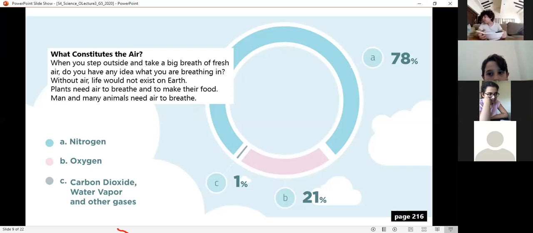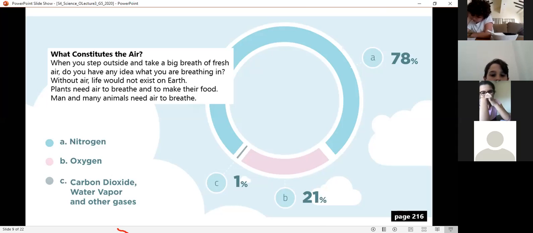I will talk about causes of air pollution. Okay. So as we said, without air, life wouldn't exist on Earth. We need air with all of its components. The air is made of oxygen, carbon dioxide, and other gases. Okay, what are these gases?